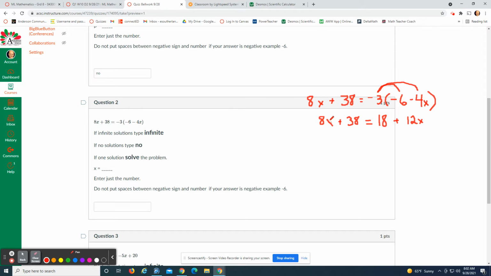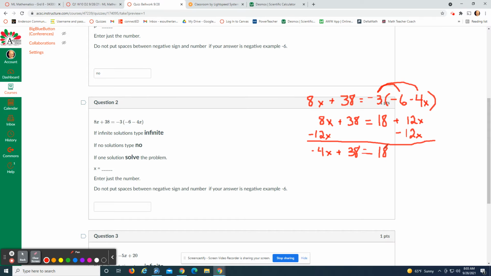Again, just like in the other problem, we look at the variables. Is 8x and 12x the same? No, so that guarantees that this is one solution. And then we just go ahead and solve. I always move my variable to the left, so I'm going to subtract 12x. Eight minus 12 is negative 4. The x comes with it. Plus 38 drops down. And it's equal to 18 because the 12x's cancel out.